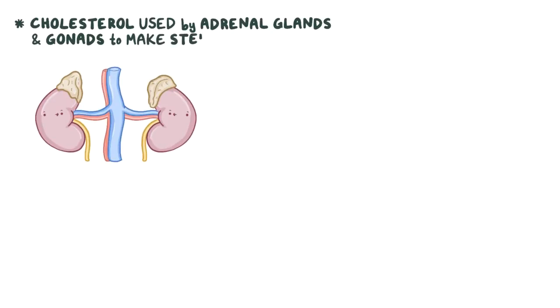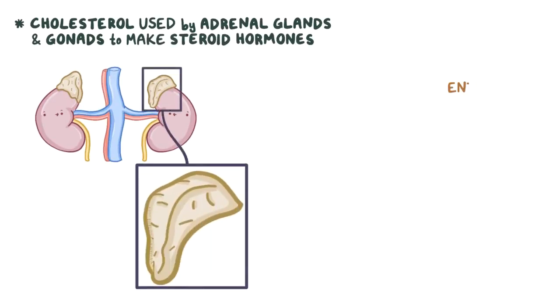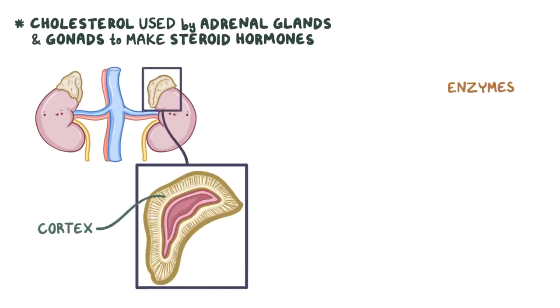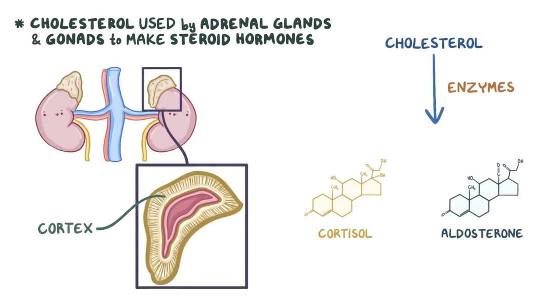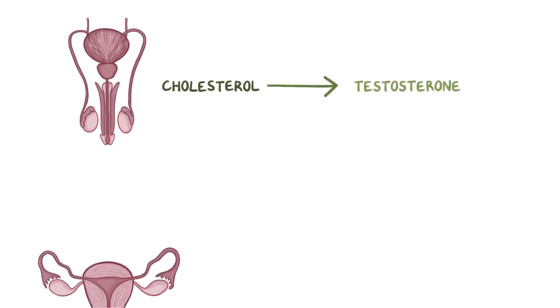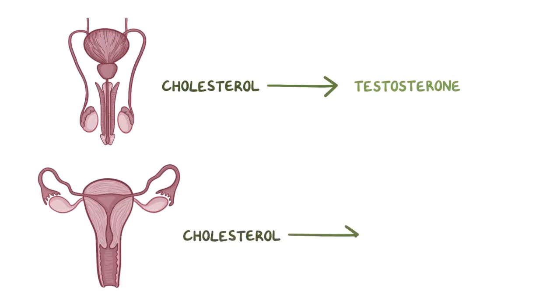Finally, cholesterol can be used by the adrenal glands and the gonads to make steroid hormones. Enzymes in the cortex of the adrenal glands tweak the cholesterol molecules to make corticosteroids, like cortisol and aldosterone, which play a role in our fight-or-flight response and regulating blood pressure, respectively. The gonads have a different set of enzymes that metabolize cholesterol a bit differently. The testes mostly use cholesterol to make testosterone, while the ovaries mostly use cholesterol to synthesize estradiol and progesterone.